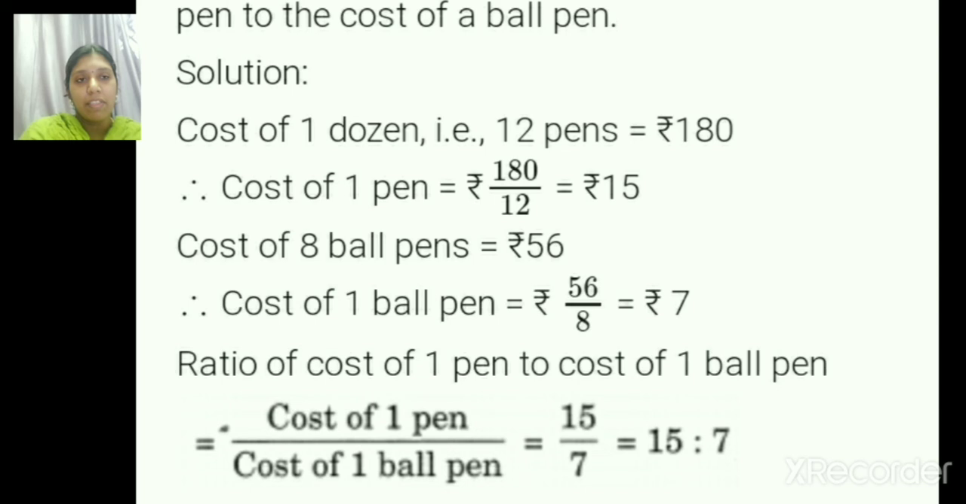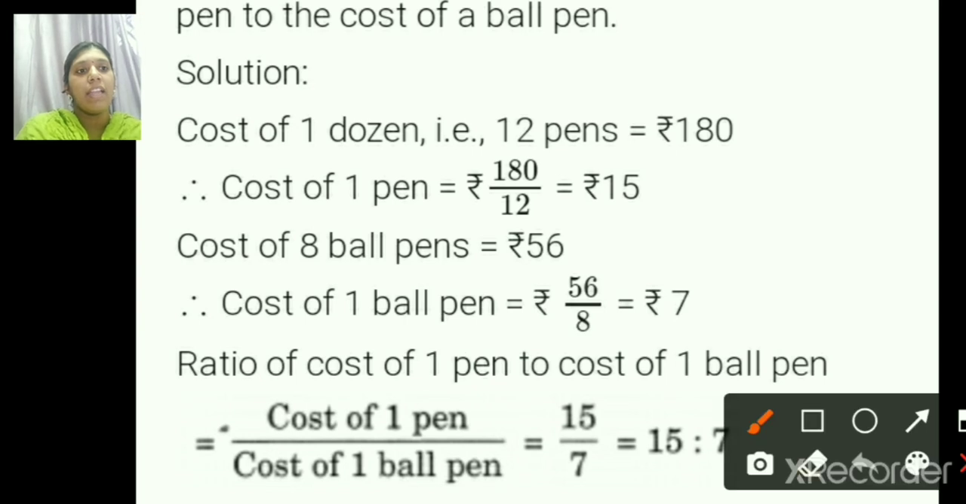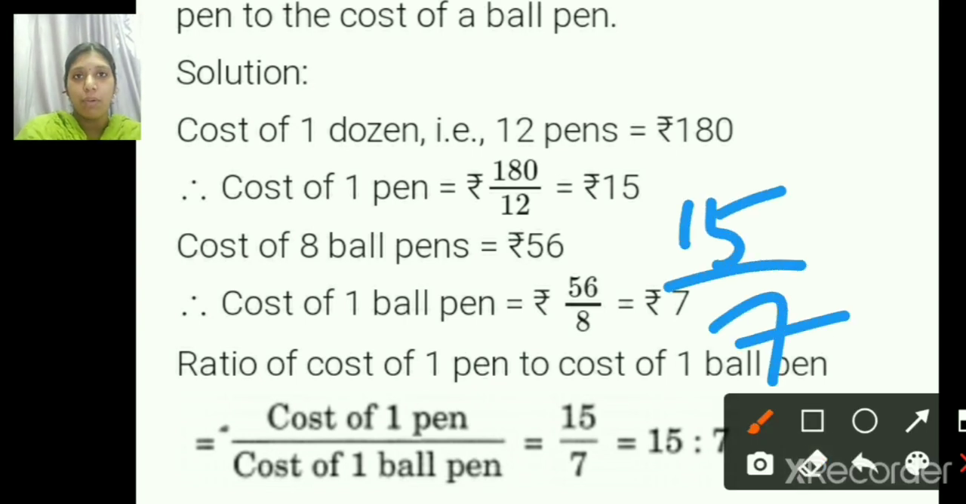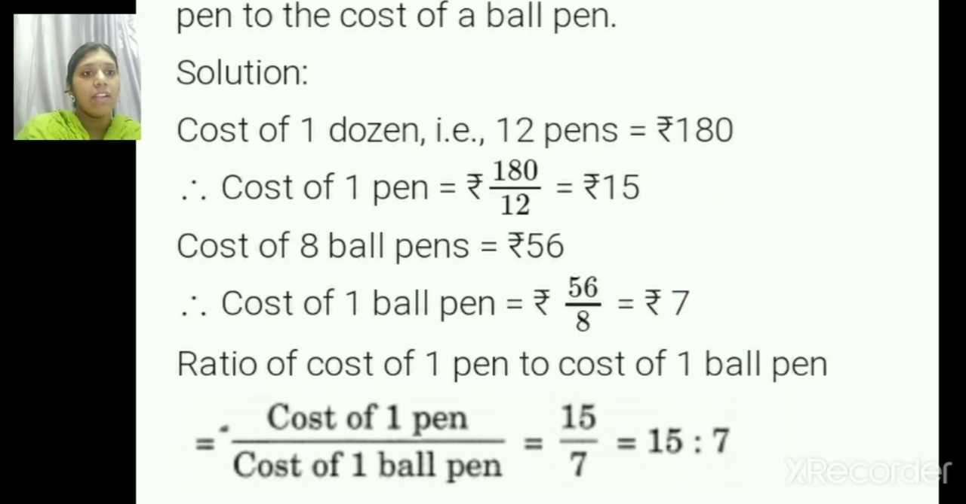Now we have to find the ratio of the cost of 1 pen and the cost of 1 ball pen. Okay, so 15 divided by 7. Okay, so can we make them to the simplest form? No. Okay, so we can write them as 15 is to 7. Clear, children?